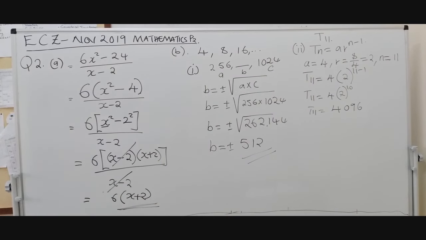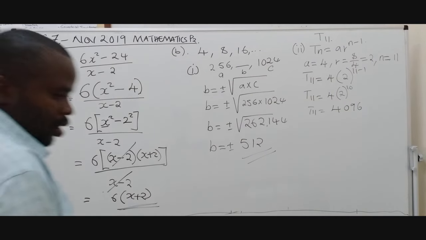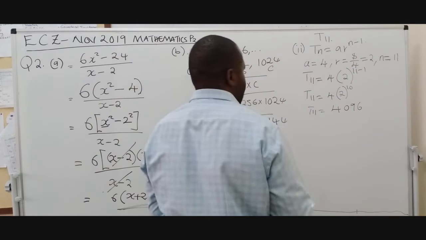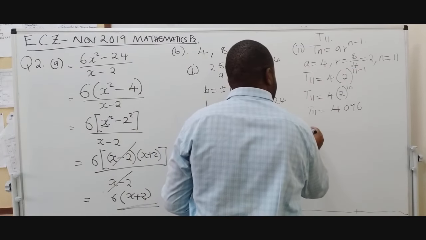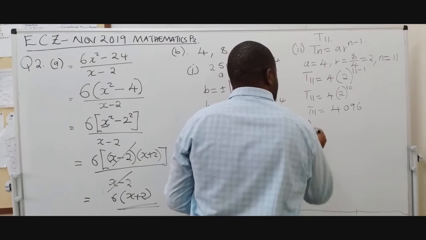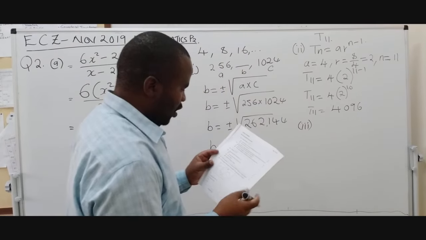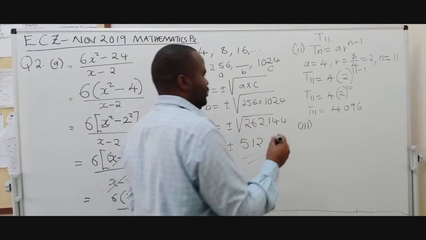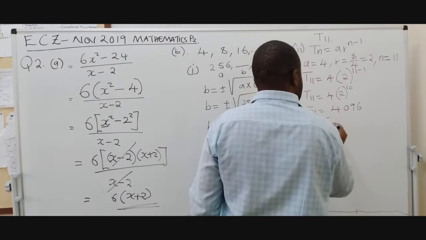Okay, so that is our answer. Then we go to Roman numeral 3. What is Roman numeral 3? The sum of the first 11 terms. So we want the sum of the first 11.